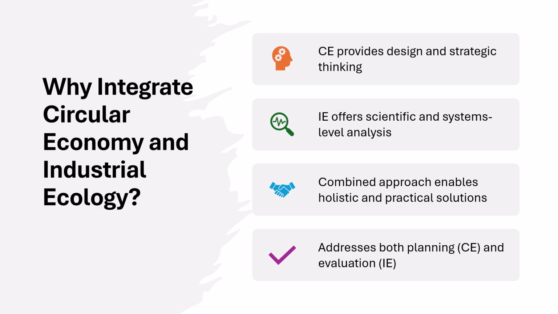And the combined approach enables a holistic and practical solution. You understand the theory and then you practice it. So this is where circular economy and industrial ecology come into place. It's just the term that is different, but circular economy is more about designing and thinking, how you are going to do it, and industrial ecology offers a more systematic way of how to analyze how to get it done. So it addresses both planning and evaluation. If you have this integration of circular economy and industrial ecology, you are going to have both planning and evaluation come into place.